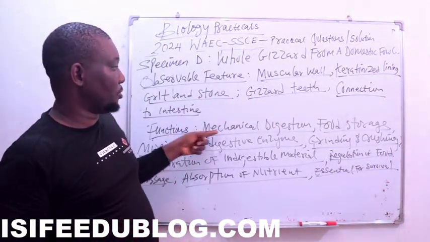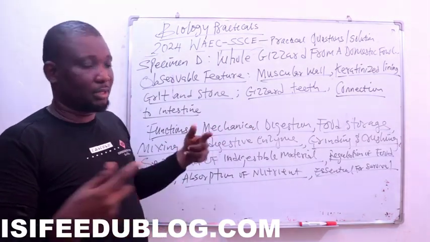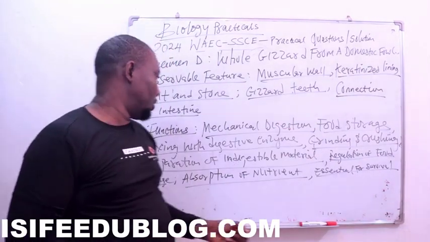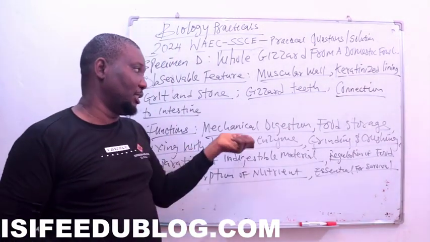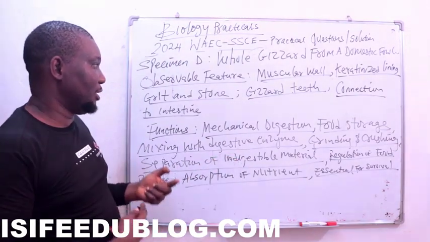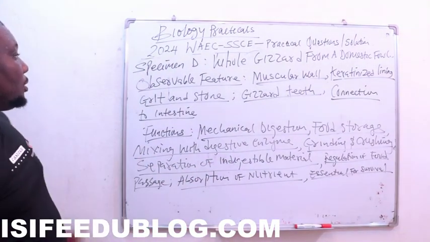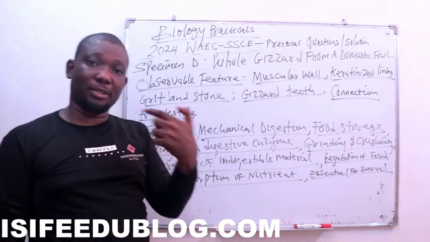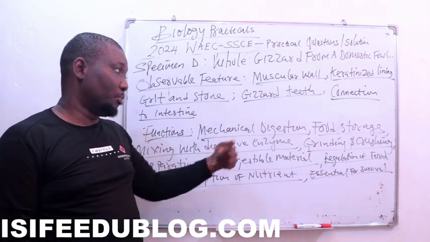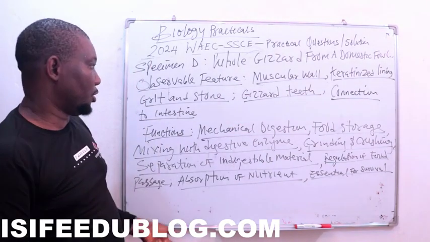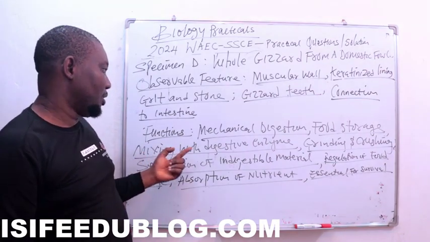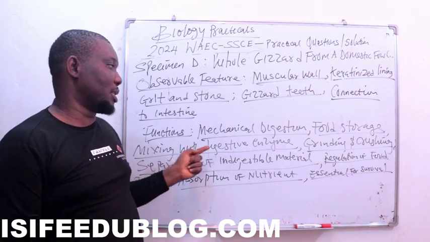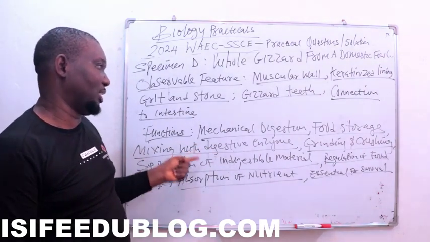The mechanical force grinds this food when it has been stored temporarily. So it's a result of food storage. Then mixing with digestive enzyme after the grinding. So the food is stored in the gizzard, but that is not permanent. It's temporary, waiting to be crushed, to undergo mechanical action. After the mechanical digestion, the ground food is mixed with digestive enzyme.